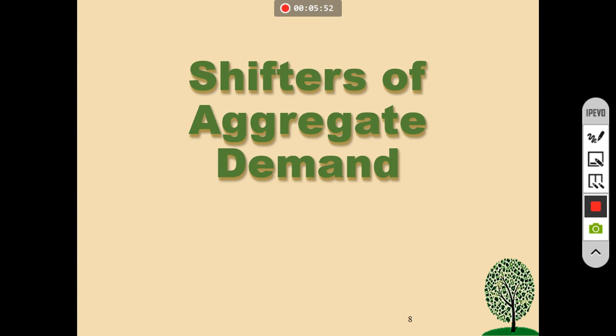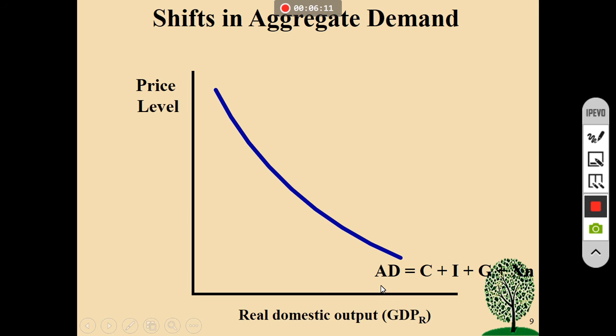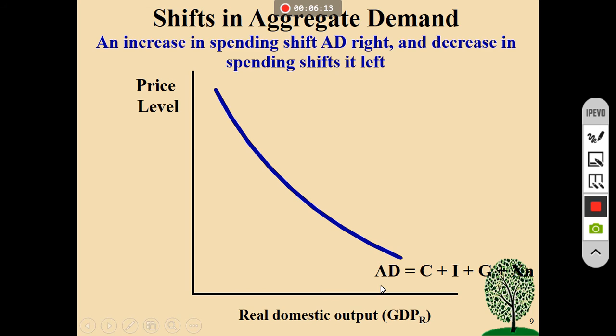Okay, what shifts the aggregate demand curve? You've got to remember that the AD curve is essentially just GDP. So any change in consumer spending, investment spending, government spending, or net exports is going to shift the curve. Sorry, an increase shifts it to the right, a decrease shifts it to the left, right?